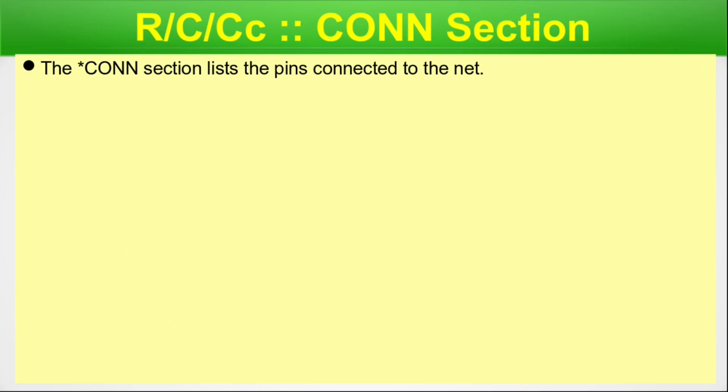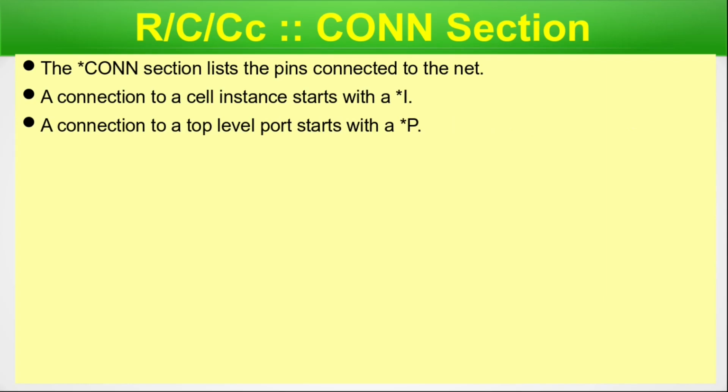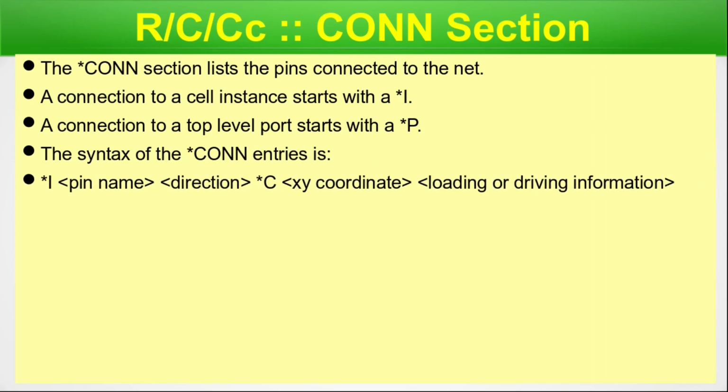The *CONN section lists the pins connected to the net. A connection to a cell instance starts with *I. A connection to a top level port starts with *P. The syntax of CONN entries is *I, then the pin name field, then the direction field, then *C, which is followed by two values, the X and Y coordinate, and finally the loading or driving information. It could be either loading or driving, it cannot be both at the same time.